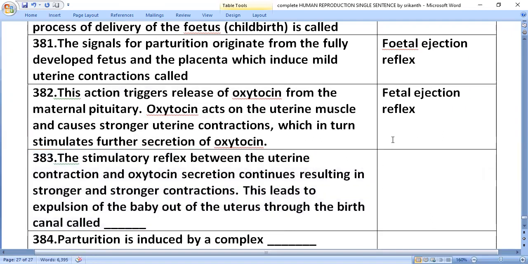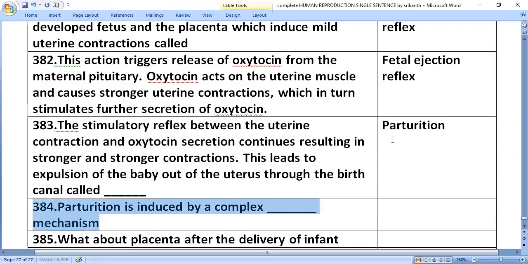The stimulatory reflex between uterine contraction and oxytocin secretion continues, resulting in stronger and stronger contraction. This leads to the expulsion of the baby out of the uterus through the birth canal, called parturition. Parturition is induced by a complex neuroendocrine mechanism.